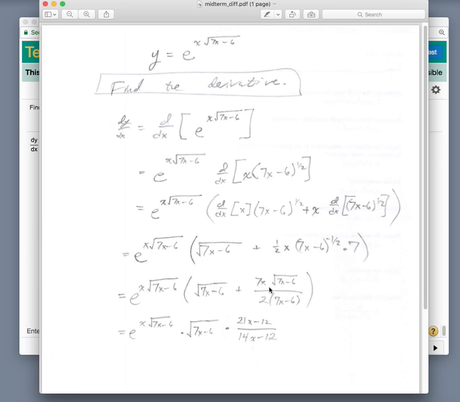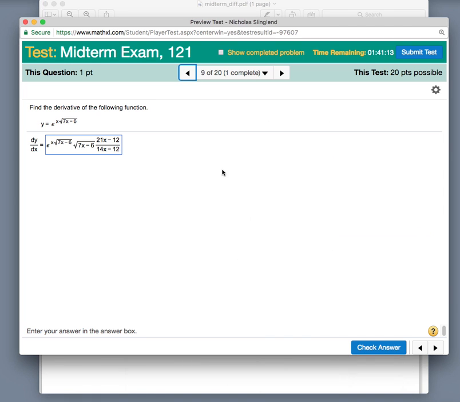And to do that, basically, I rationalize the denominator, which is one of the few times I ever do that, right here. And then I factored out the square root of 7x minus 6 and simplified the remaining fraction, and that's how I got here. All right, and it worked out just good.